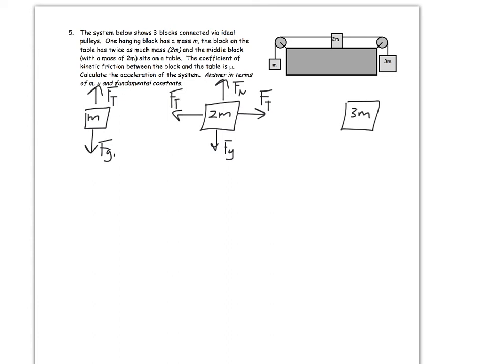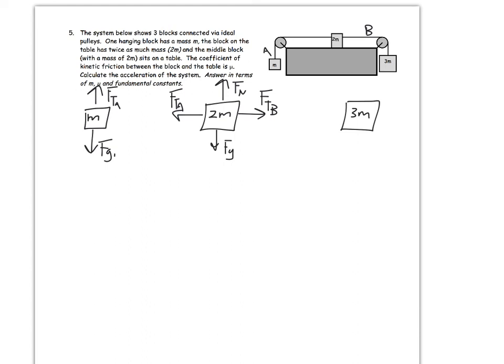I do want to distinguish between these two, so I'm going to call the rope on the left-hand side rope A, and the rope on the right-hand side rope B. So we'll make the force between the m and the 2m FTA, and the force between the 2m and the 3m we'll make FTB. Okay?